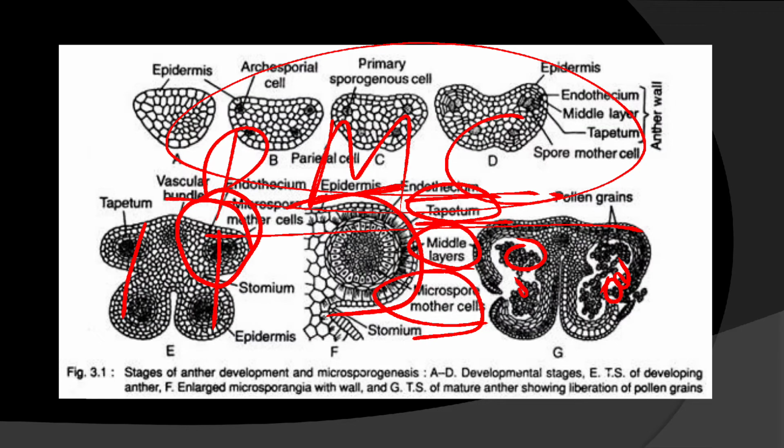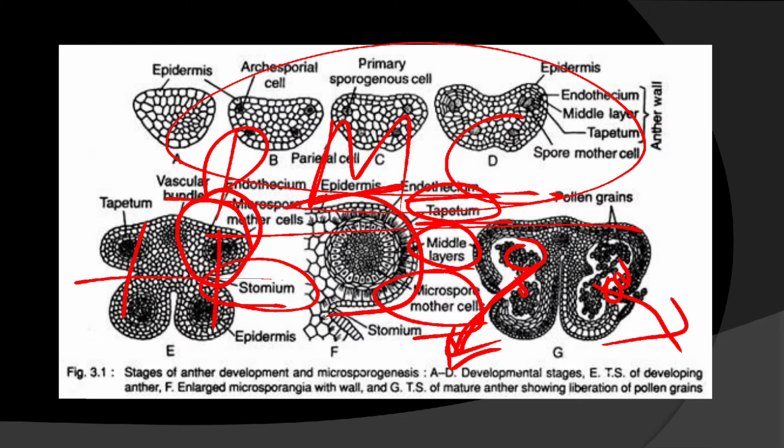And as the anther matures, these pollen grains are liberated in the air. You know from where the anther dehisces. This line of dehiscence is known as stomium. Stomium is the place from where the anther dehisces.